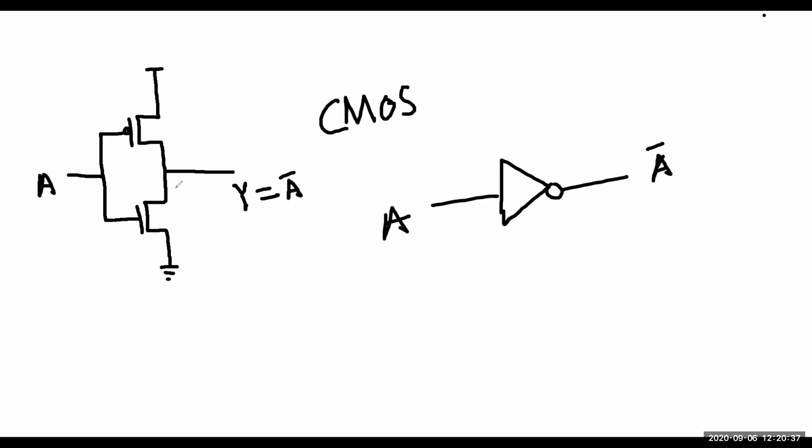So this complementary MOSFET, that means the CMOS, is actually a NOT gate. So one CMOS is actually one what? One NOT gate. Understood? Now how this thing works as a NOT gate, I will explain.